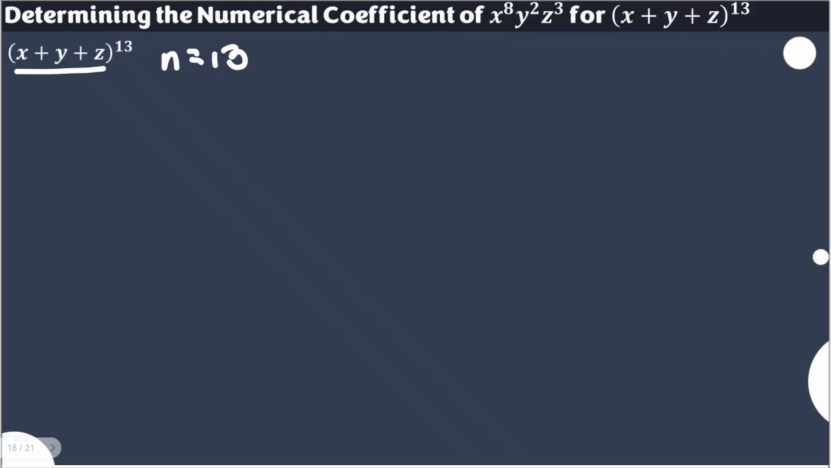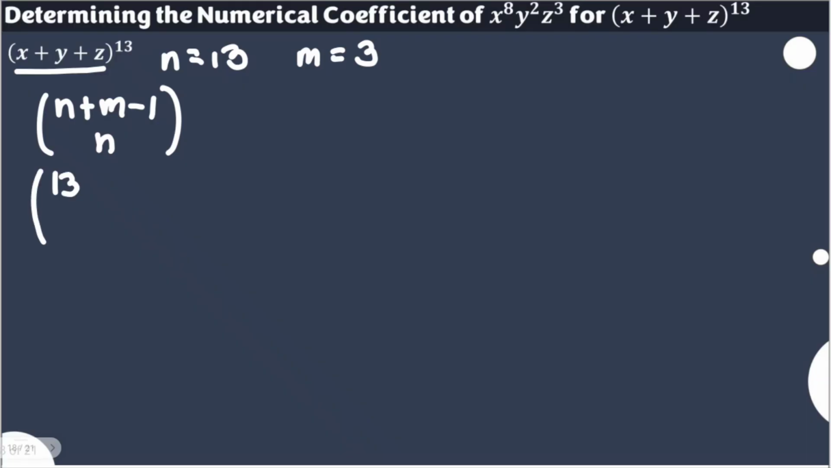We were able to solve 15 terms, because the number of terms for a specific expansion of a multinomial is indicated by this formula: n plus m minus 1 taken n, where m is the number of terms. In this case, you have here 3. So for this video, if we will be expanding this, we will be expecting a lot.